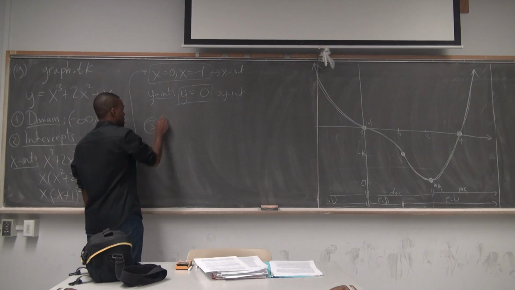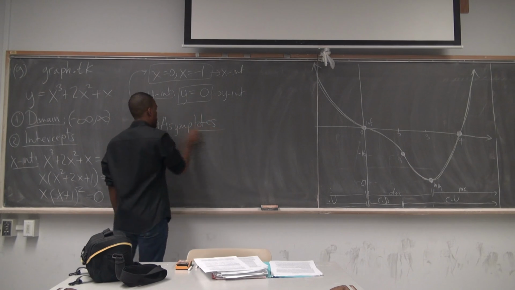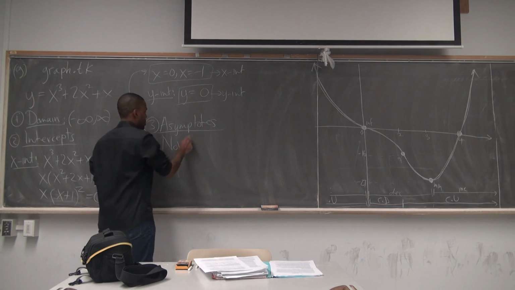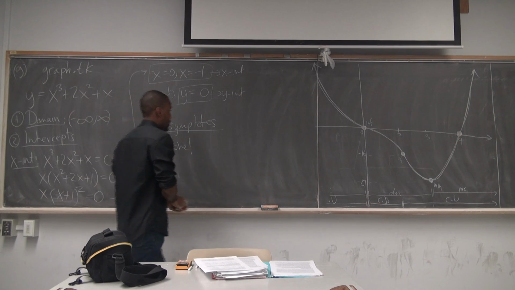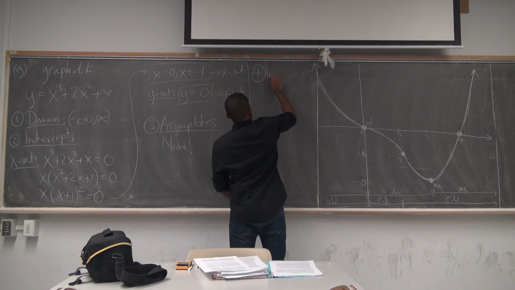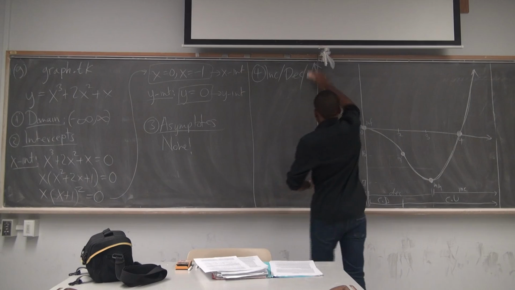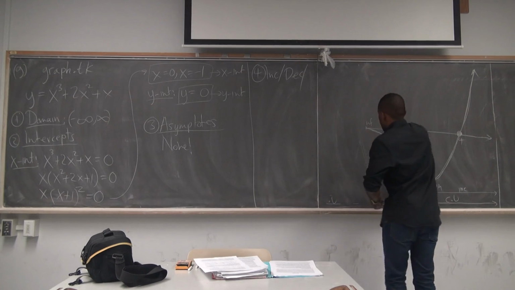Step 3, asymptotes. No asymptotes. None. Step 4, increasing, decreasing. Maximum.